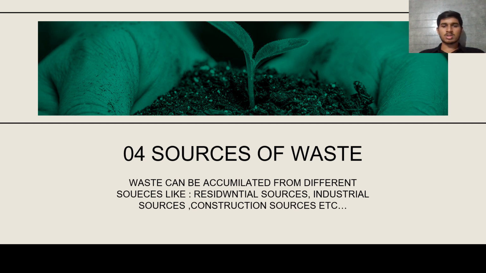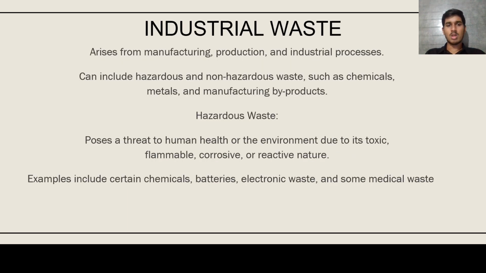So next is sources of waste. So waste can be accumulated from different sources like residential sources, industrial sources, construction sources. So industrial waste. So they arise from manufacturing, production, and industrial processes. So they can include hazardous and non-hazardous waste such as chemicals, metals, and manufactured byproducts.